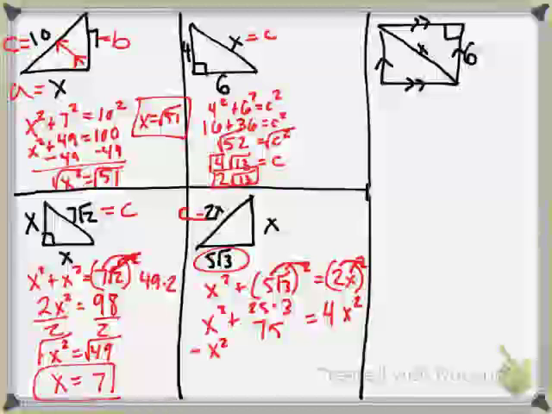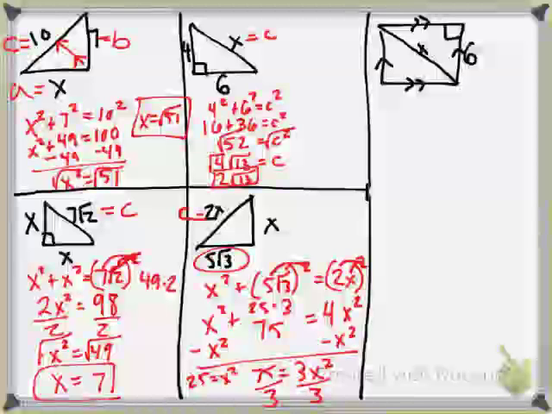We're going to subtract the x squared and get all those x squareds together. So we've got x squareds on both sides. Let's get them all together. So that gives me 75 is 3x squared. Then divide by 3. That gives me 25 is x squared. So take a square root and I get 5.